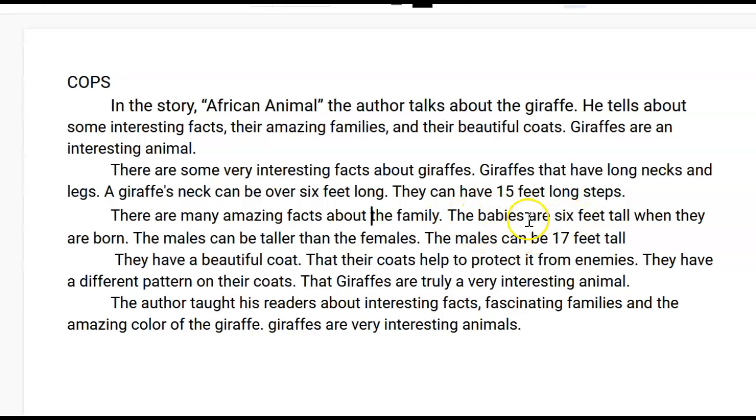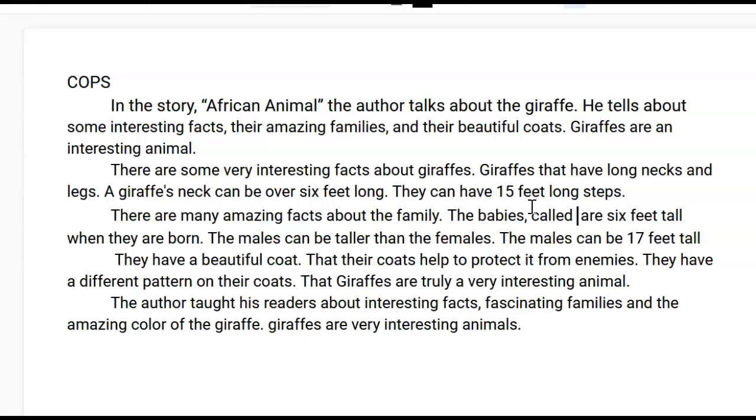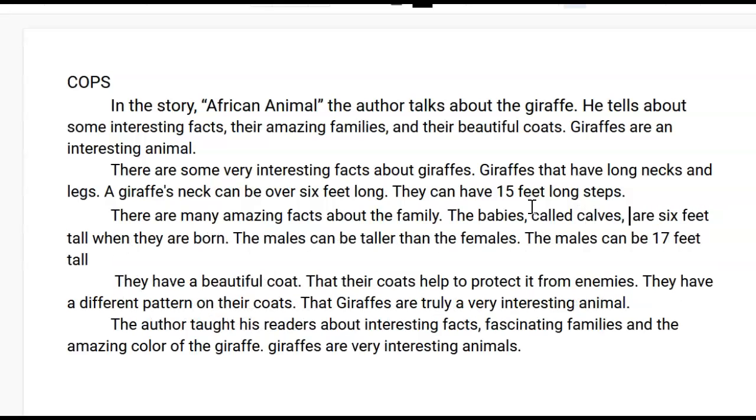The babies, and I'm going to put comma, called calves, are 6 feet tall. The males, called bulls, can be even taller than the females. The males can be 17 feet tall. Oop, looking for that period. And then I'm going to add the last fact.